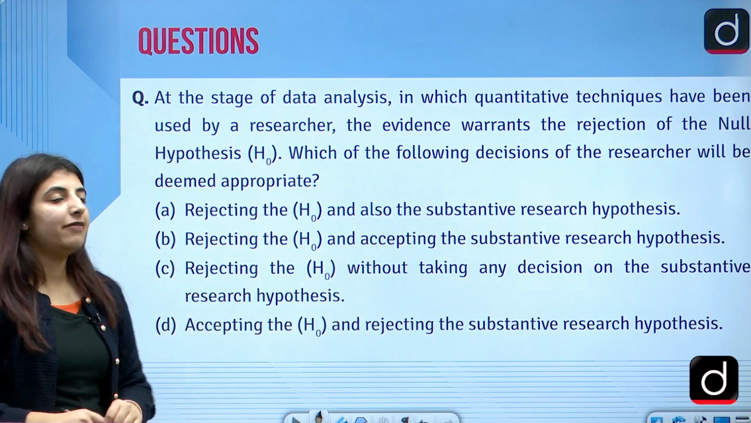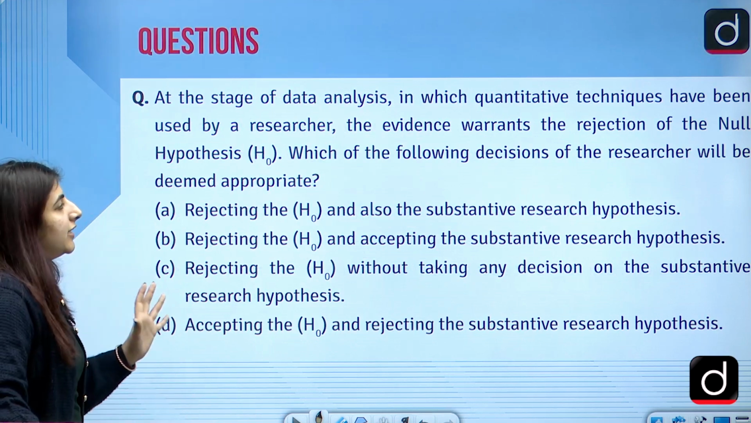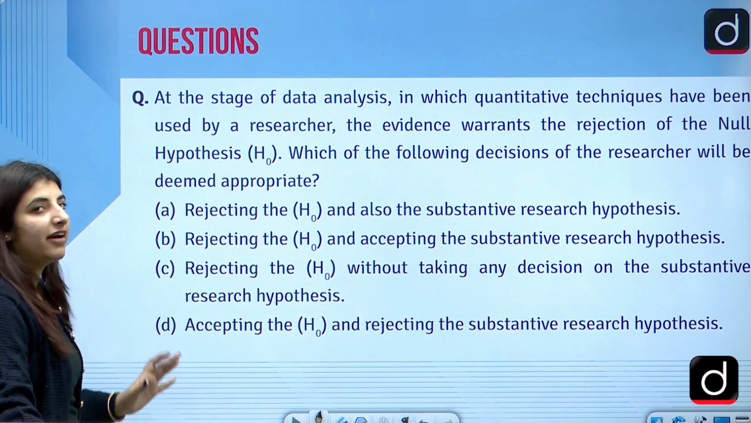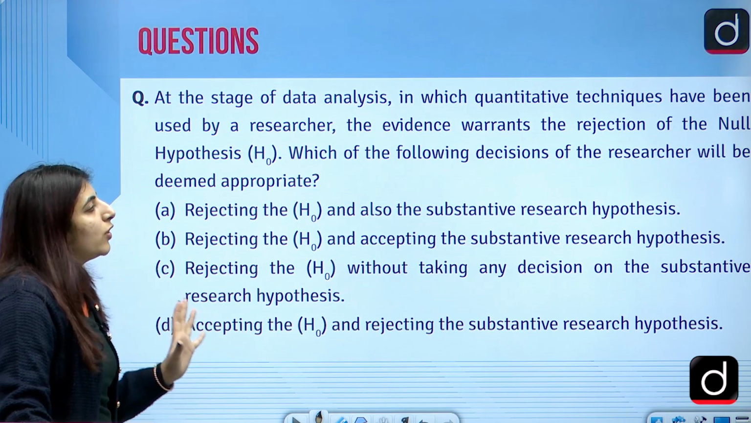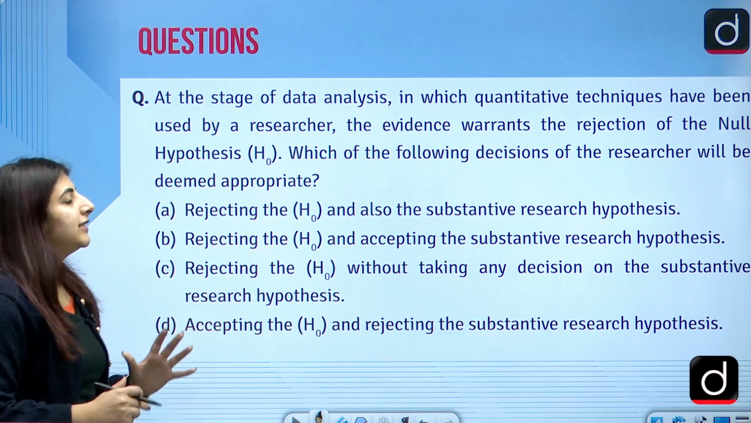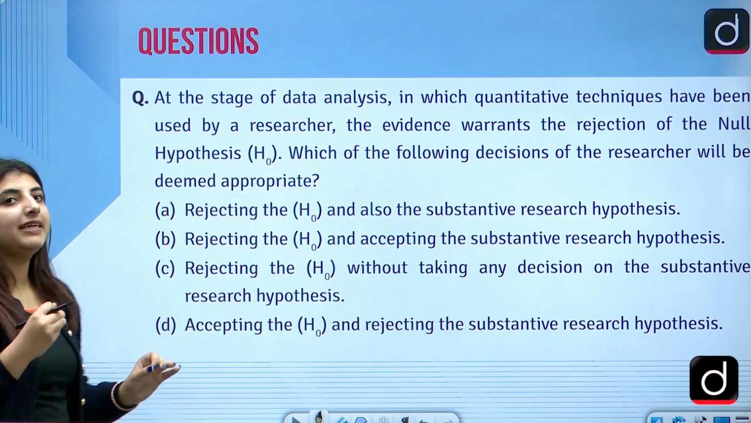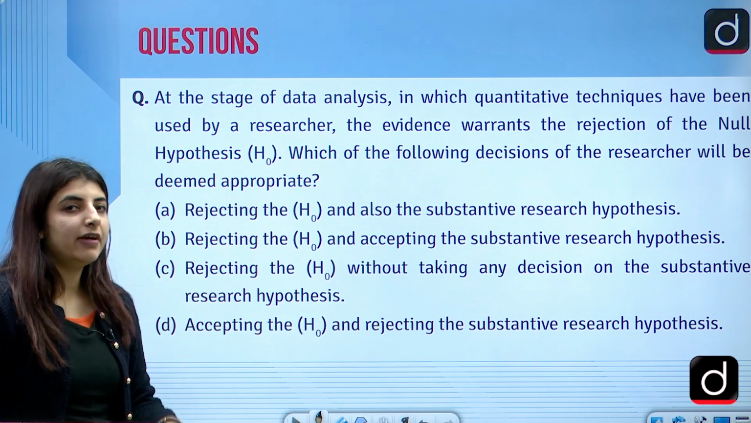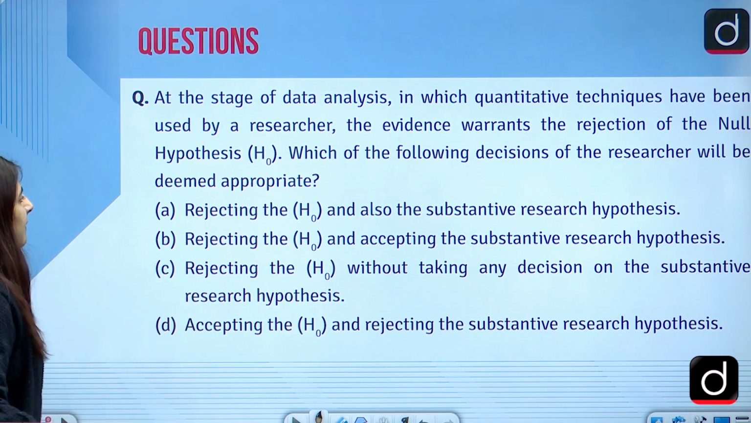Next question that we have here is, at the stage of data analysis in which quantitative techniques have been used by a researcher, the evidence warrants the rejection of null hypothesis. Which of the following decisions of the researchers will be deemed appropriate? So, pause your videos, look at the options that we have here and try to answer the question.